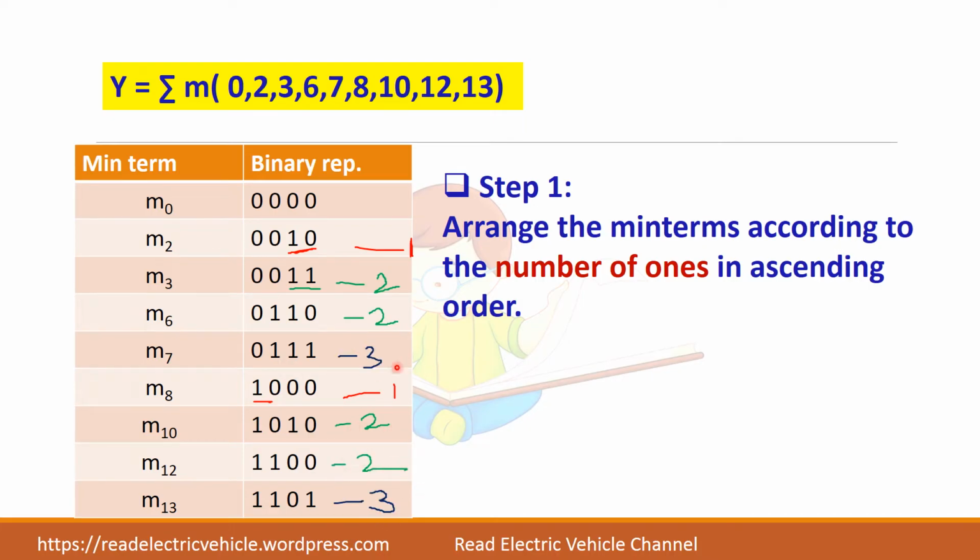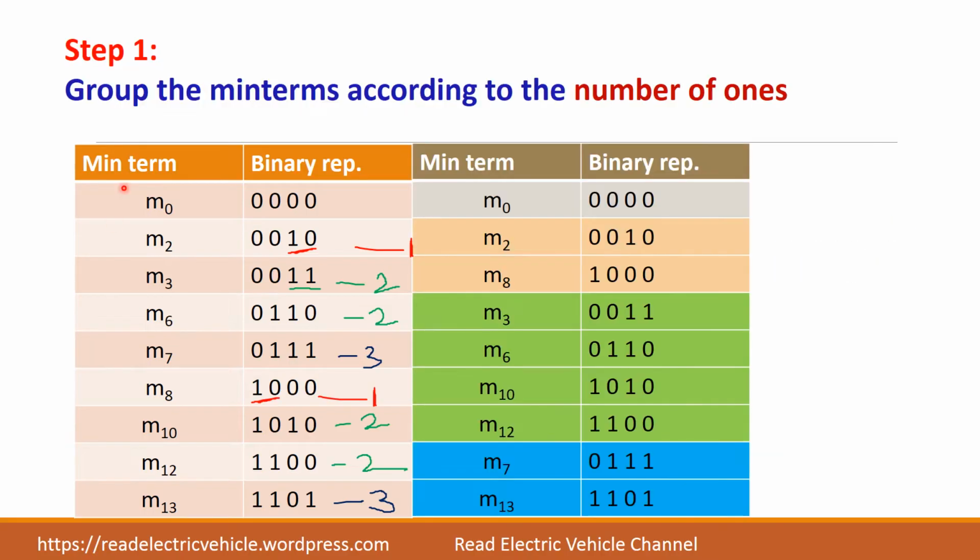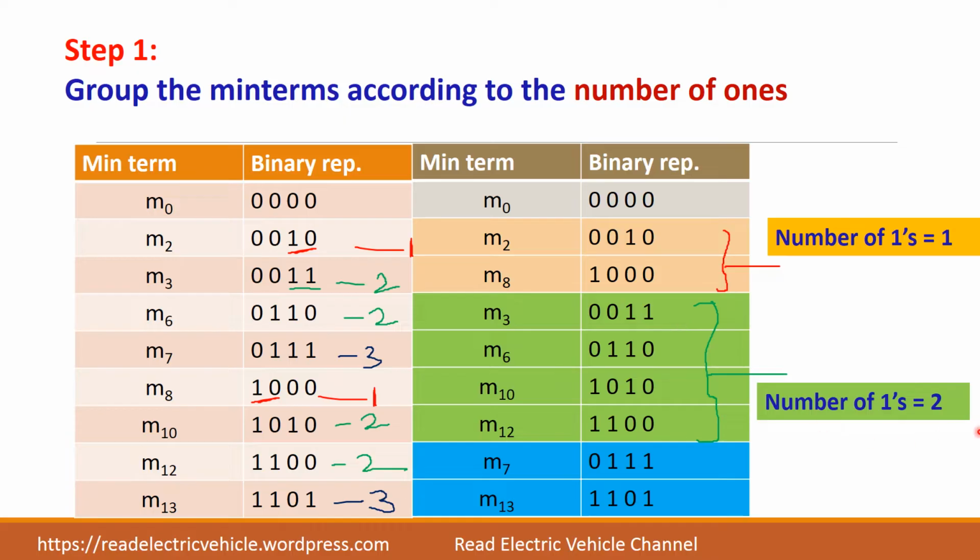Remaining have 3 ones. So now I am going to rewrite this table according to the number of ones present in the binary equivalent. So let us write M0 first, then M2. After M2 you should write M8 because it has only a single one. Then we will write M3, M6, M10 and M12. So this should be in ascending order. Okay. Then 3 number of ones.